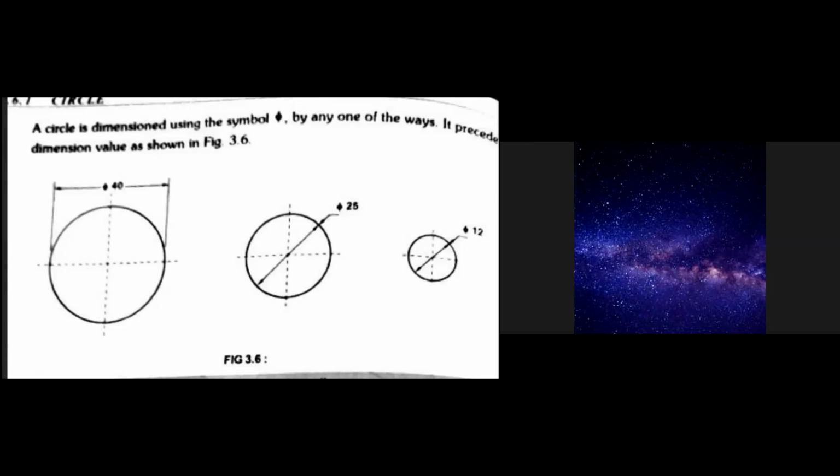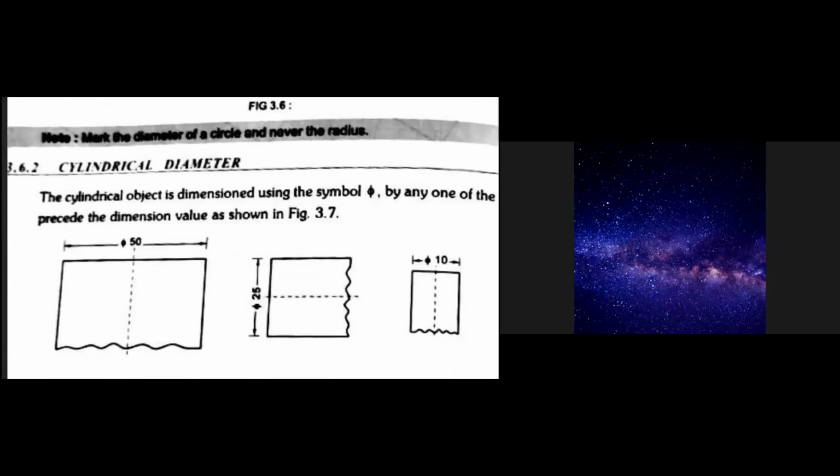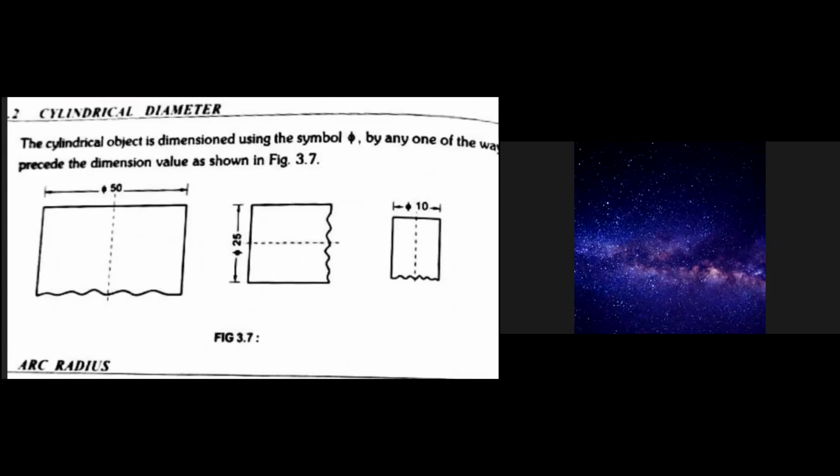First you write the symbol, followed by the number. This symbol indicates diameter, that is 25 mm diameter. So this one, diameter 12, means a 12 mm diameter circle. Like this, if it is a cylindrical diameter like this, diameter 25, diameter 10.